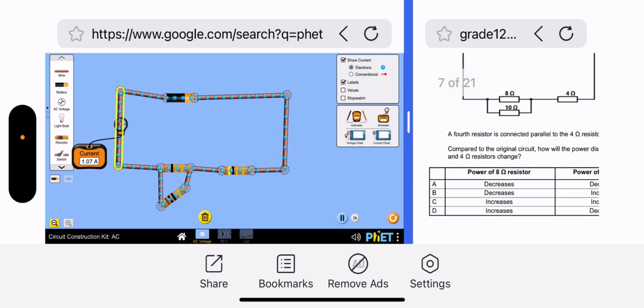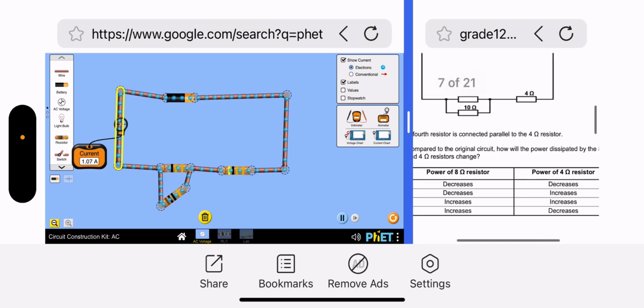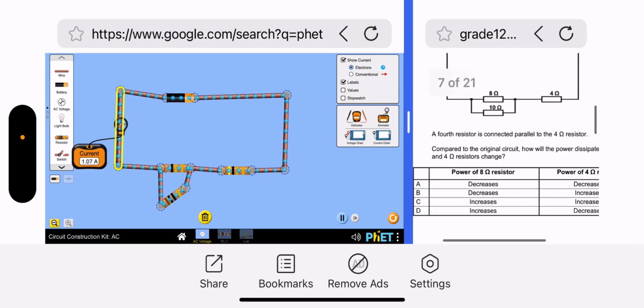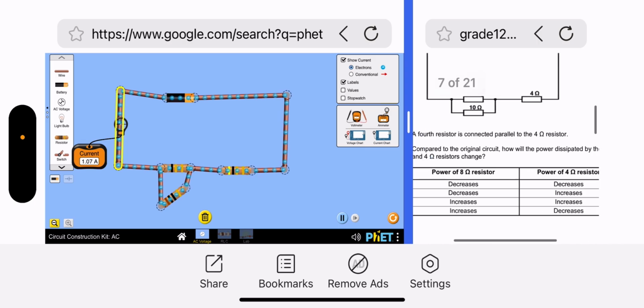Okay, so compared to the original circuit, how will the power dissipated by the 8 ohm and the 4 ohm resistors change? Now you know power is voltage, or the voltmeter reading, V multiplied by I, right? So we can already read the current in the circuit is 1,07. Once it gets to the first resistor, as it flows, it's going to split, right? Because we have resistors in parallel. And then it's going to join again, 1,07 flowing through the 4 ohm resistor.